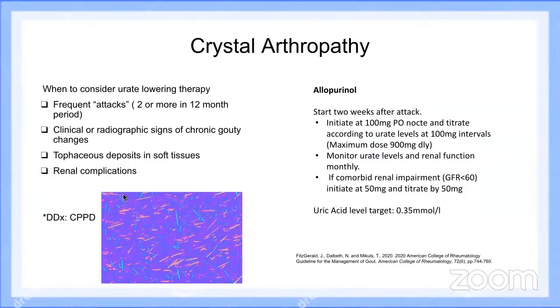Then an important differential diagnosis for crystal arthropathies is calcium pyrophosphate dihydrate deposition. This is also diagnosed in joint aspirations. Acute management is similar to gout with non-steroidals. However, there's no urate-lowering therapy that can be initiated.